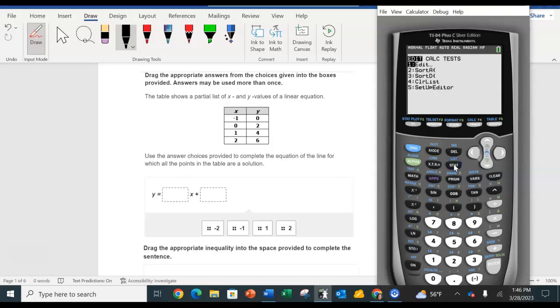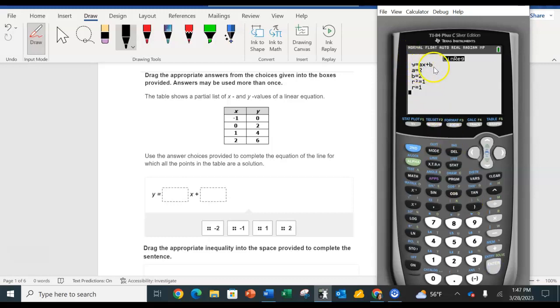So go to Stat and hit Enter for Edit. And just to save a little time, you can see I've already put -1, 0, 1, 2 and 0, 2, 4, 6 in here. So I've got my table. So now I'm going to go back to Stat, and this time I'm going to calculate. So the first time you go to Stat, Edit to enter your table, and then you go to Calculate. It tells us we want a linear equation, so come down to number 4 and hit Enter. You're going to enter through that until it gives you a linear equation.